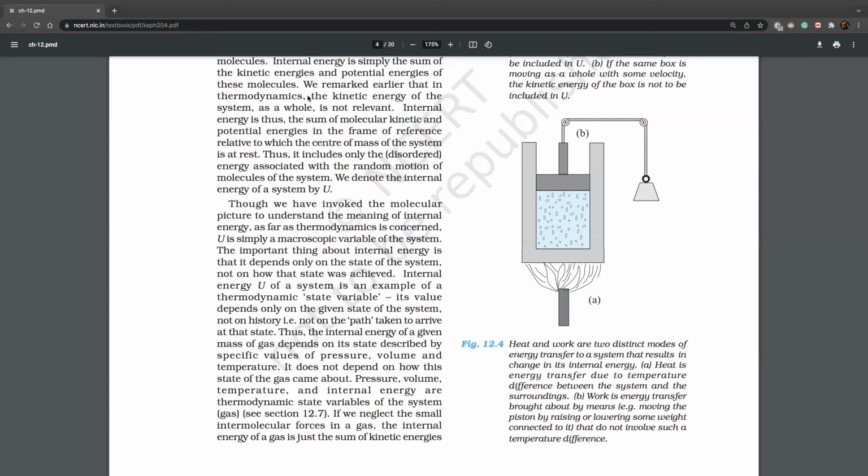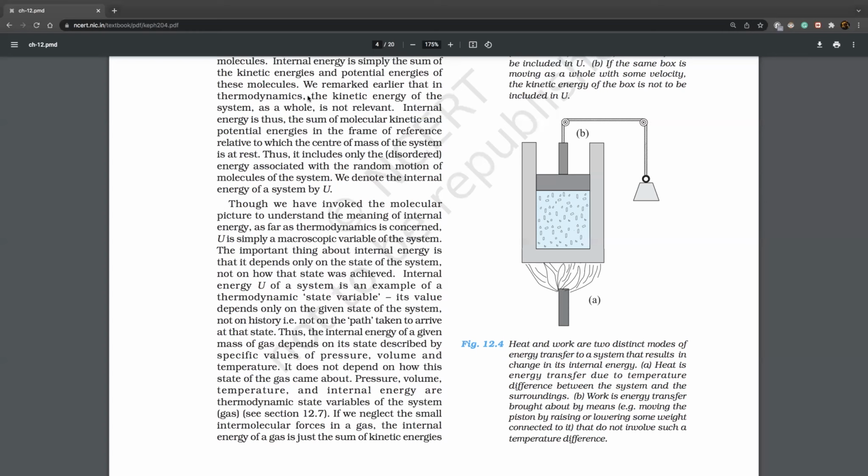It will not depend on how it got there, because what happens is there's certain loss of certain variables through the path. Those are called path functions or path variables. There's loss or gain or change in those variables, and it depends on how the path is taken. So a longer path will result in more change in the variables. In state variables, the path doesn't really matter. So it does not depend on how the state of the gas came about. Pressure, volume, temperature, and internal energy are thermodynamic state variables.